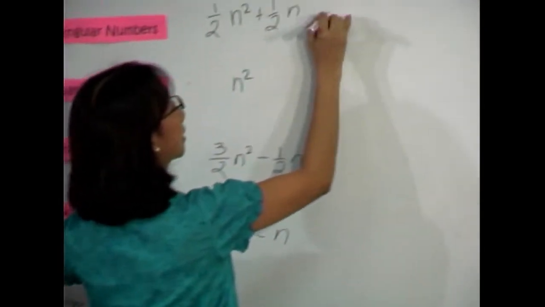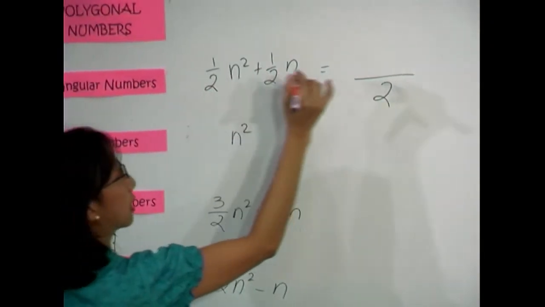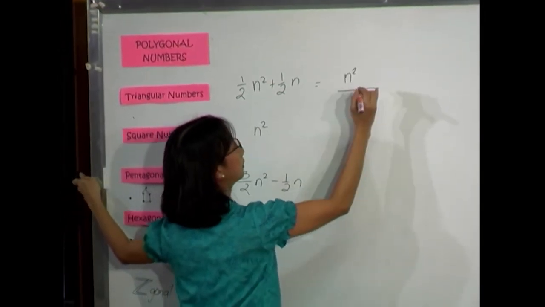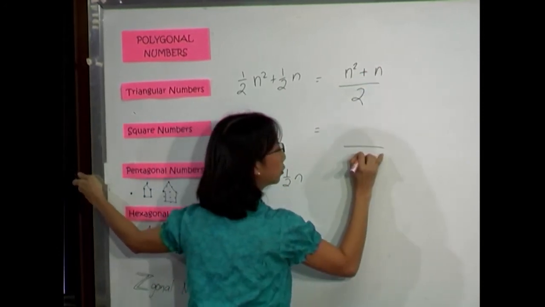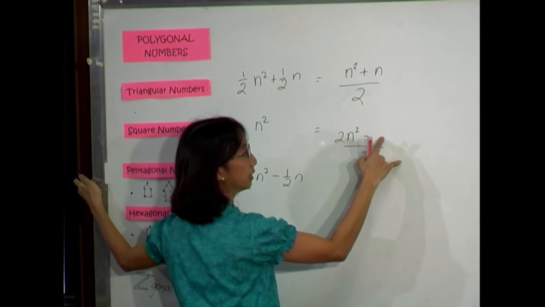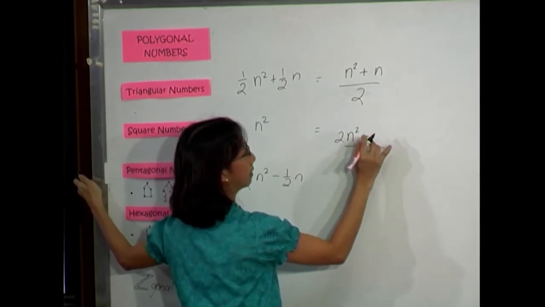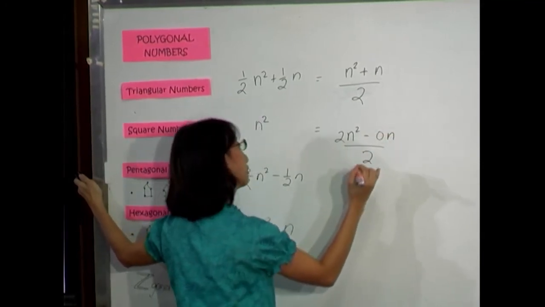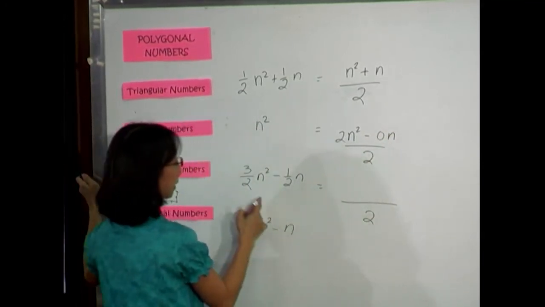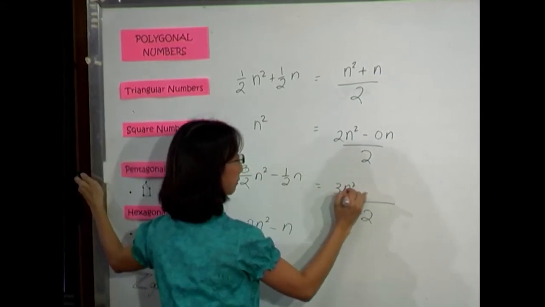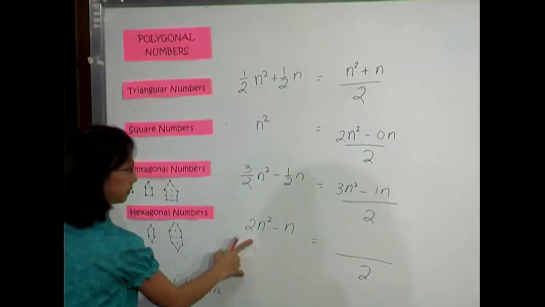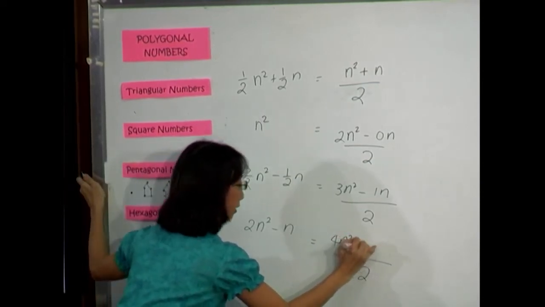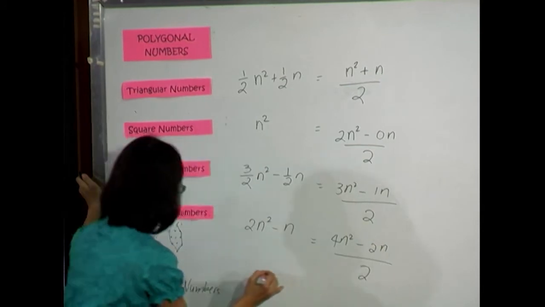So let me rewrite this first. I'll just put the 2 here. So this becomes n squared plus n. Okay. Here, I want a 2 here. So what would be the coefficient of 2n squared? Another one here. 0n. Okay, I want a 2 here. Minus 1n. Okay. I want a 2 here. 4n squared minus 2n.